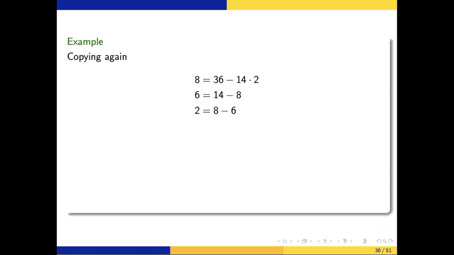Again, we copy the equations we just rearranged. Starting with the last equation, we have 2 equals 8 minus 6, but 6 is nothing but 14 minus 8. So that gives that 2 equals 8 minus (14 minus 8). And simplifying, we have that equals 8 times 2 minus 14. Then we substitute the value for 8 from the first equation. So that gives (36 minus 14 times 2) multiplied by 2 minus 14. And simplifying, that gives 36 times 2 minus 14 times 5.